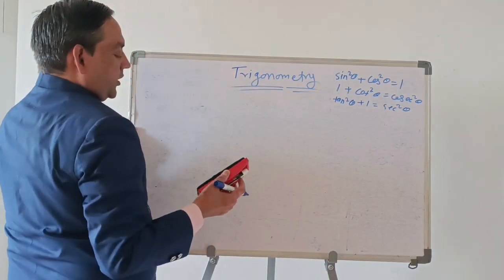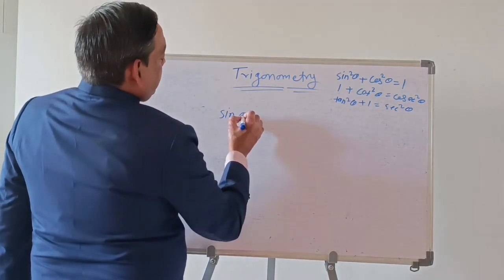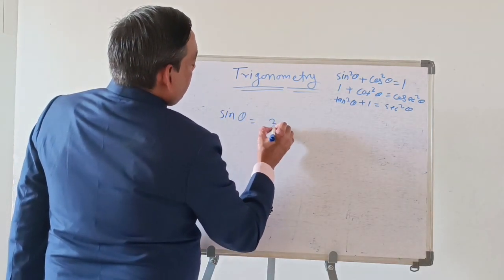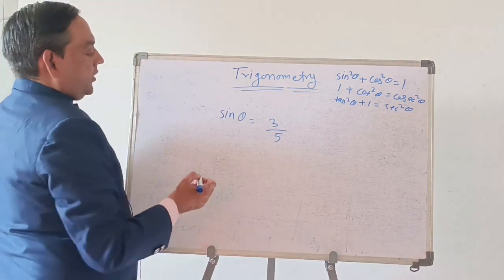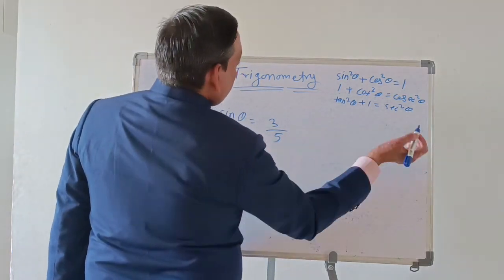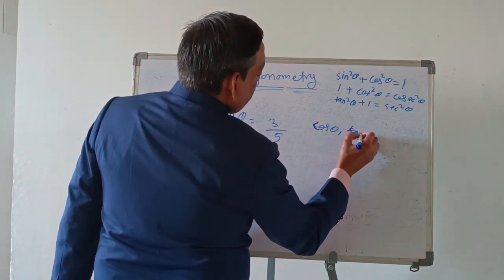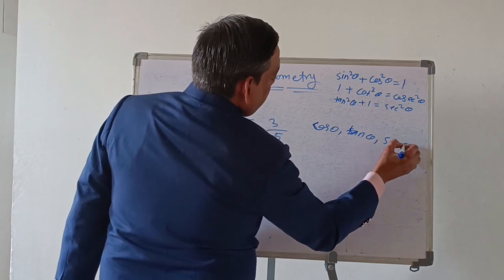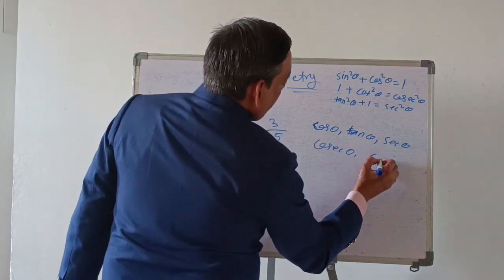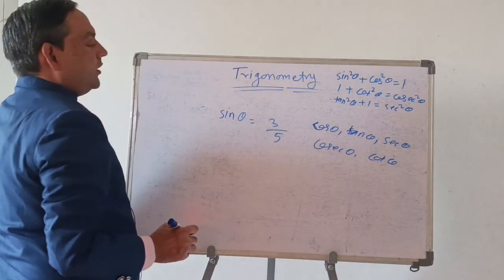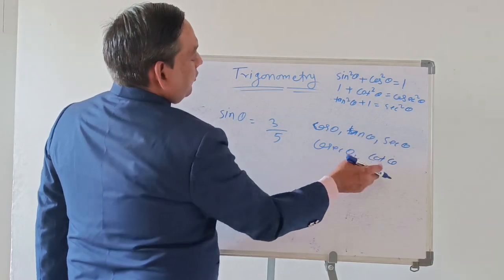Okay, so suppose they give you sine theta is equal to 3 upon 5. Find out, they can ask any other identities. Let's do all the identities. Find out cos theta, tan theta, sec theta, cosec theta and cot theta. Okay, the remaining all, total we have 6 identities, one they already gave you, and the remaining 1, 2, 3, 4, 5 we can find out.